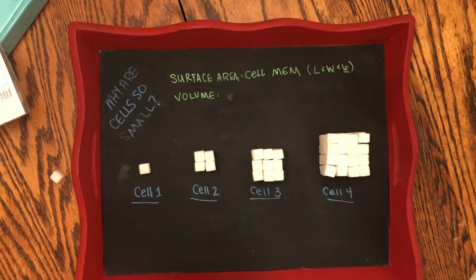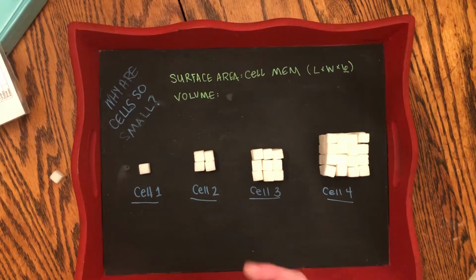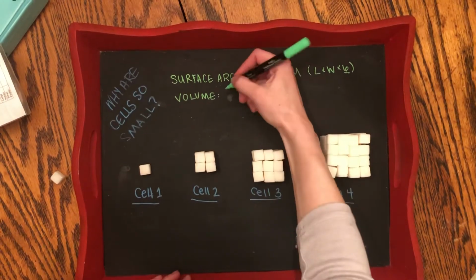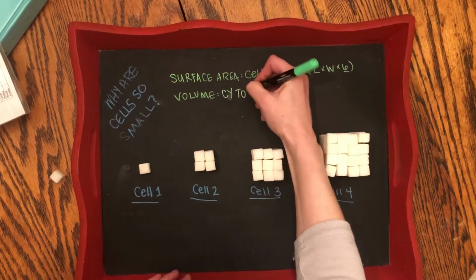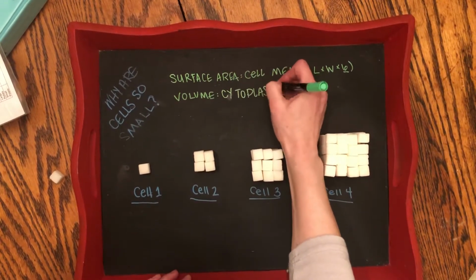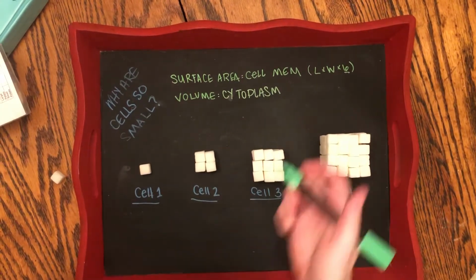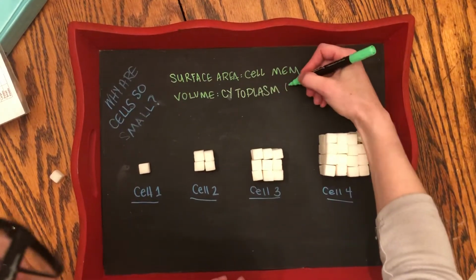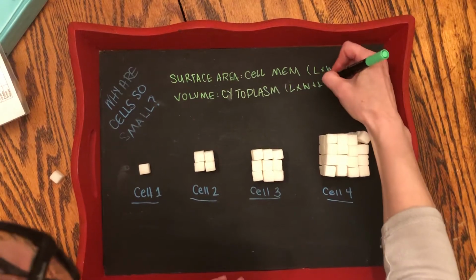The volume of the cell is what's inside. In terms of the cell, it's going to be the cytoplasm. And to calculate the volume of the cell, you're going to use the equation length times width times height.